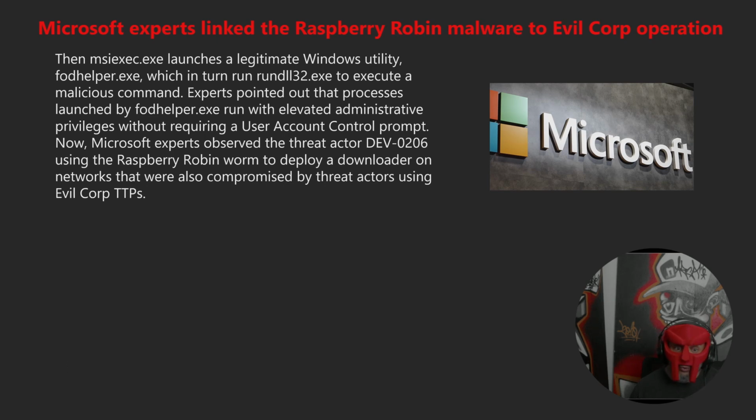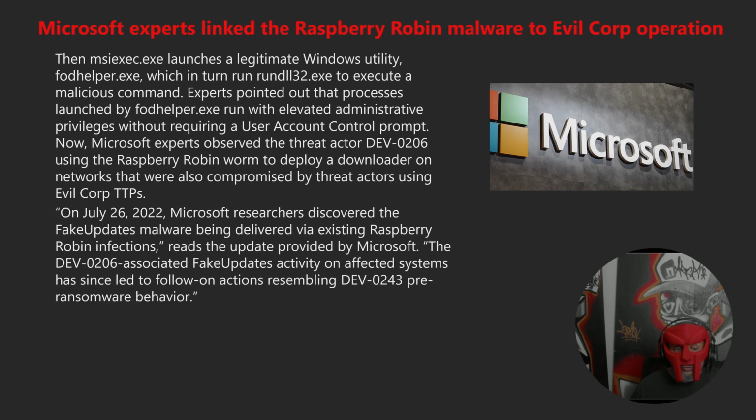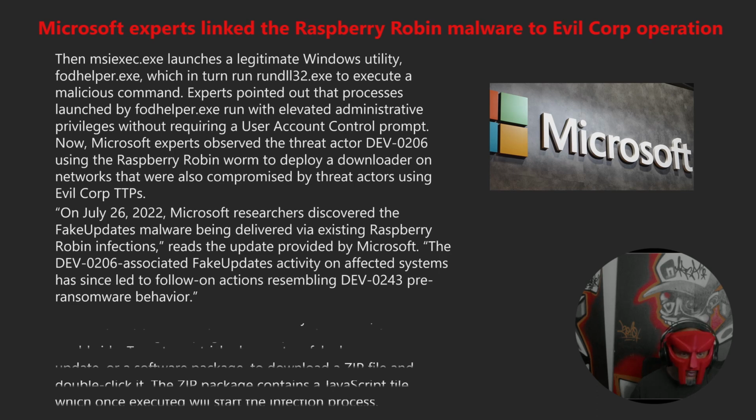Now, Microsoft experts observed the threat actor DEV-0206 using the Raspberry Robin worm to deploy a downloader on networks that were also compromised by threat actors using Evil Corp TTPs. On July 26, 2022, Microsoft researchers discovered the fake updates malware being delivered via existing Raspberry Robin infections, reads the update published by Microsoft. The DEV-0206 associated fake updates activity on affected systems has since led to follow-on actions resembling DEV-0243 pre-ransomware behavior.